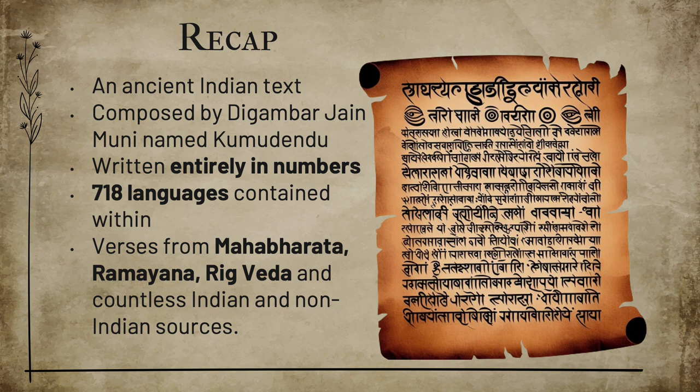Siri Bhoovalaya is an Indian text written about 1000 years ago by a Digambar monk named Kumudendu. What's unique about this text is that it is written completely in a numerical script, yet it is said to contain 718 languages. How's that even possible? And how do we extract these languages? Let me show you all of that.